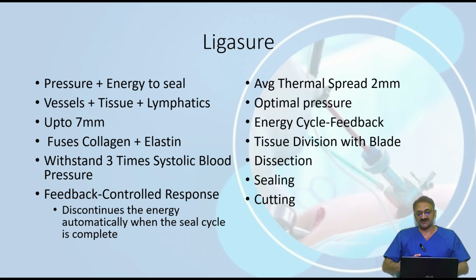The effect of a ligasure is a combination of pressure and then energy. The energy is basically electrical energy. So you compress the tissue and then you apply the electrical current, and that leads to sealing of the vessels, the tissue, and the lymphatics, even up to 7 millimeter of diameter. It can seal almost all of the lymphatics. It can seal the majority of the veins, including the gonadal vein, and in some instances the renal vein maybe.